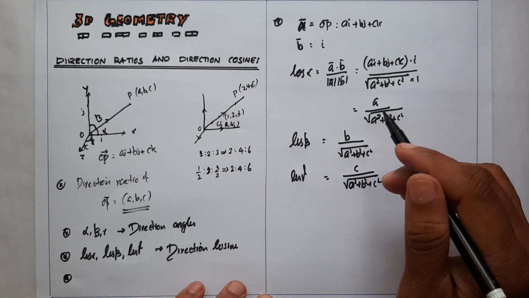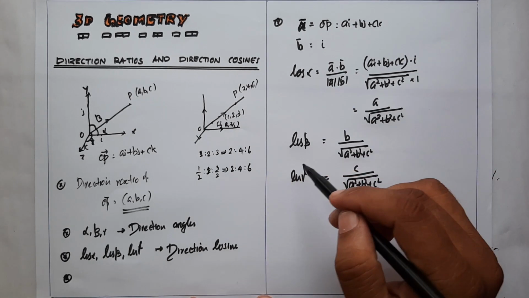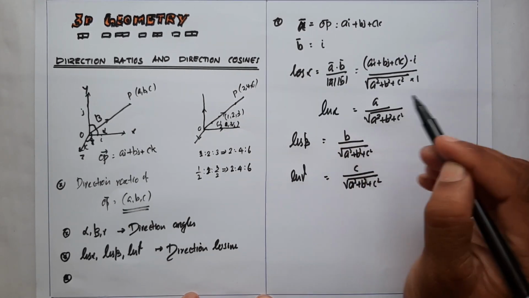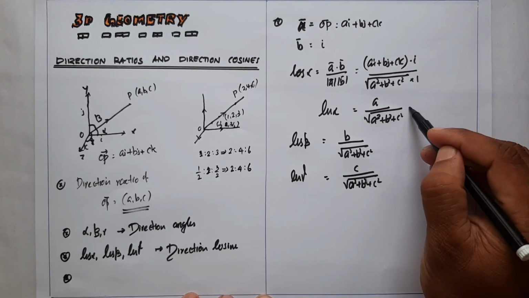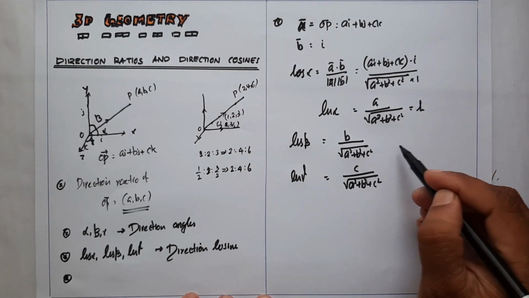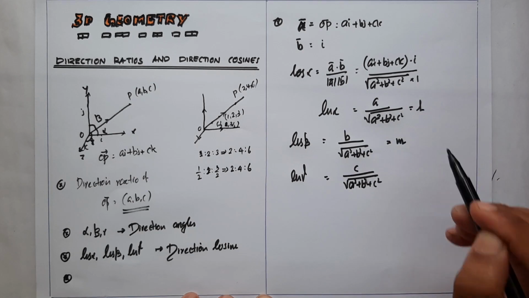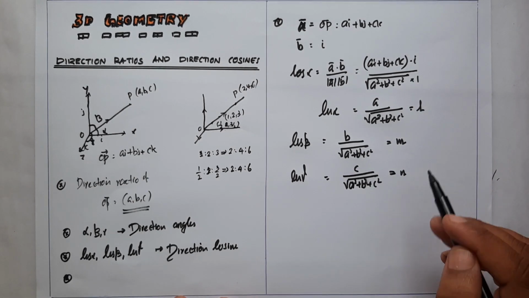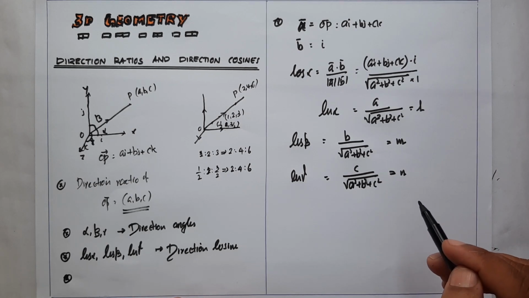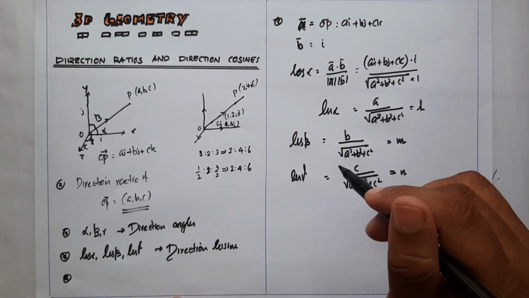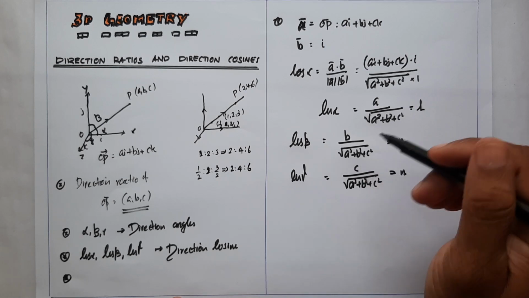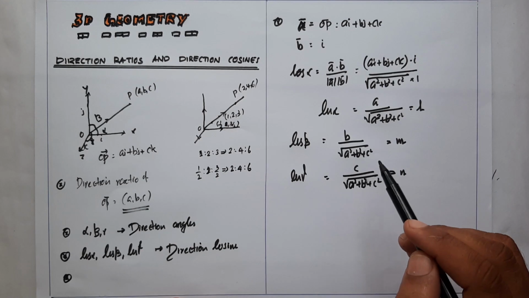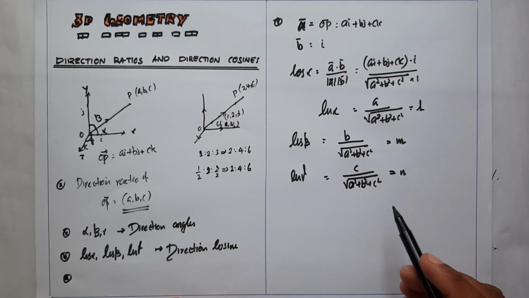This is the relation between direction ratios A, B, C and direction cosines. Cos alpha is equal to A by root of A square plus B square plus C square, also denoted by the symbol L. Cos beta is denoted by the symbol M and cos gamma is denoted by the symbol N. These are called direction cosines. Therefore, when the direction ratios A, B, C are given, then using this formula we find the direction cosines.